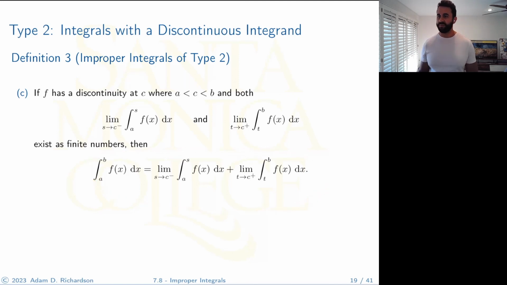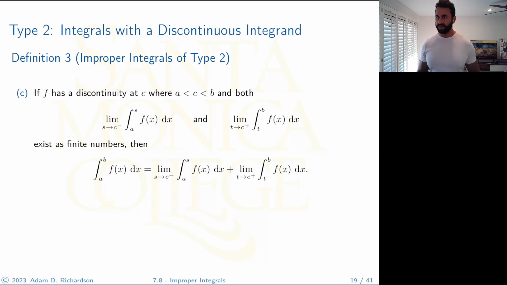So it's just like we had before, except now we're not going out to infinity. We're approaching some number where our function might blow up, or go down to infinity, or maybe even do something like this, right? Anything like that. Or it could even just have a jump discontinuity.